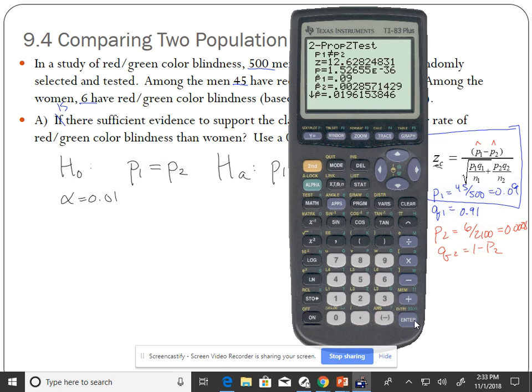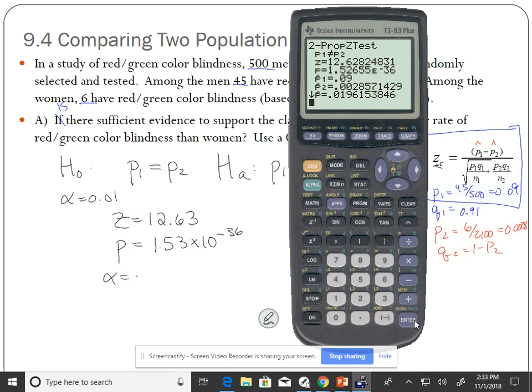Let's see. Let's go down. Oh, our z-score, our test statistic here, is 12.63. Our p-value is 1.53 times 10 to the negative 36. I can stop right there, guys.